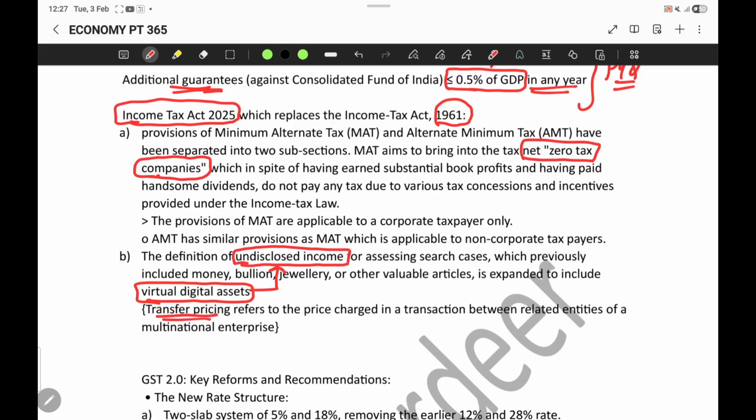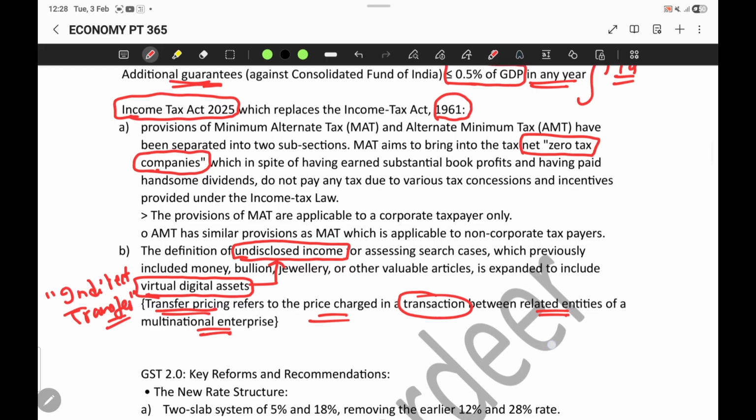Thirdly, transfer pricing. When it is a multinational enterprise where the related entities are making some transaction between them, the government charges the price. That is called transfer pricing. Terms are very important. UPSC has previously asked a term like, what do you understand by indirect transfers? There is a UPSC PYQ on this, with four options given. They will ask like that. Transfer pricing is the price charged on transactions between related entities of a multinational enterprise.